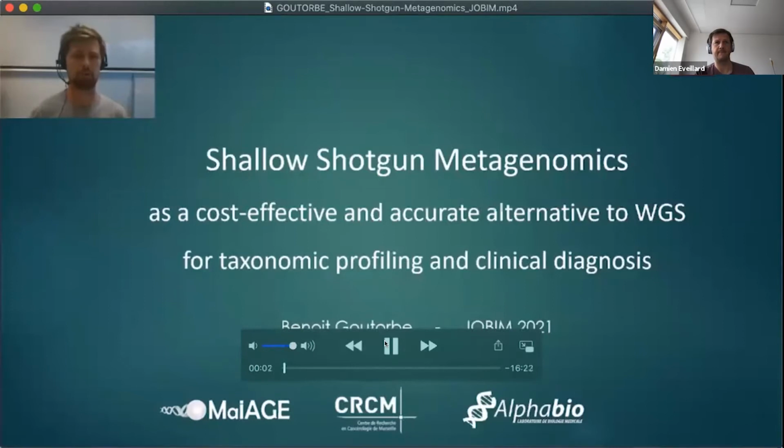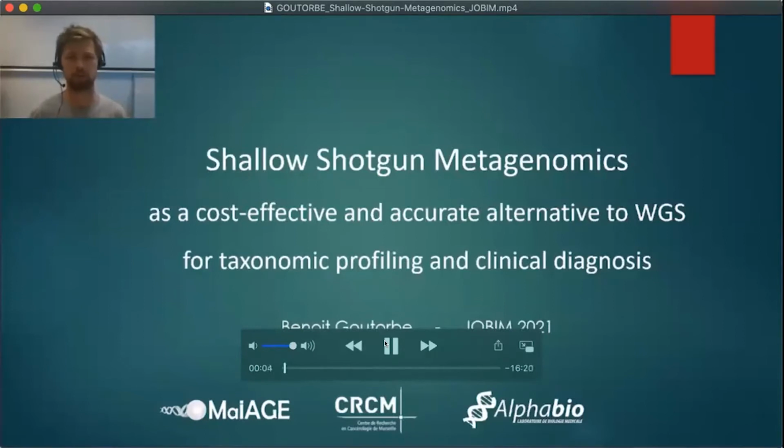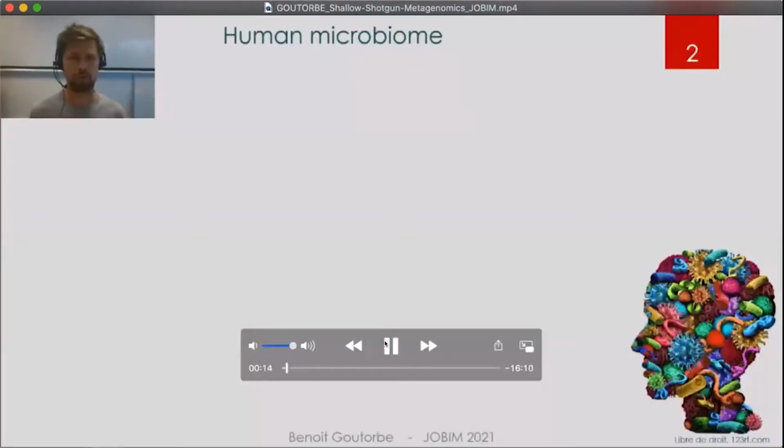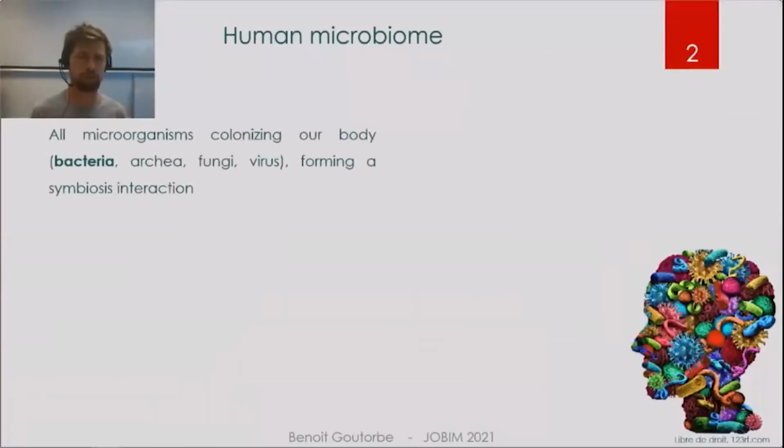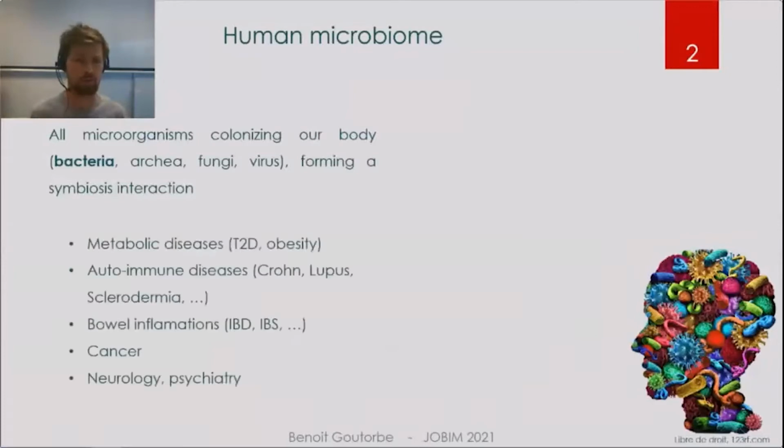Hi everyone, I'm Benoît Goutor, and I will talk to you about shallow shotgun metagenomic as a cost-effective and accurate alternative to whole genome sequencing for taxonomic profiling in a clinical context. First, a few words about human microbiome. It consists of all microorganisms colonizing our body. I'm focusing on bacteria, but there are as well archaea, fungi and viruses, and they form a symbiosis interaction with ourselves. But when things go wrong, it has been proven to have some links with several diseases, such as metabolic and autoimmune diseases, bowel inflammations, cancer, or more recently neuropsychiatric disorders.